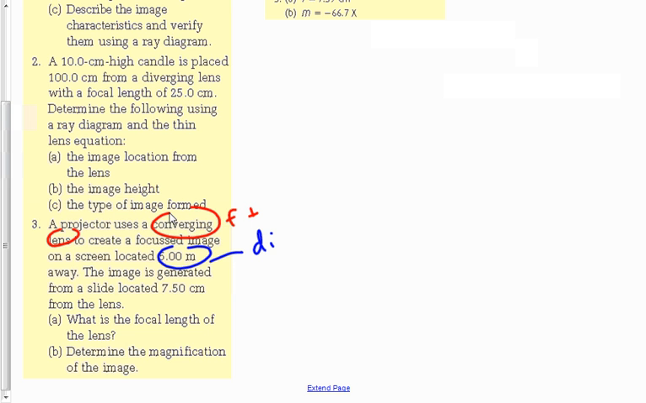The image is generated from a slide that's located 7.5 centimeters from the lens. What's that going to be? DO, right? That's the object distance, and that's always positive. But one thing that I notice here is that one of these is in centimeters and one is in meters. Now, I don't care which one you use in your calculation, but you've got to be consistent. You've got to go with one or the other. We want to find the focal length here, and we want to find the magnification of the image, F and M.